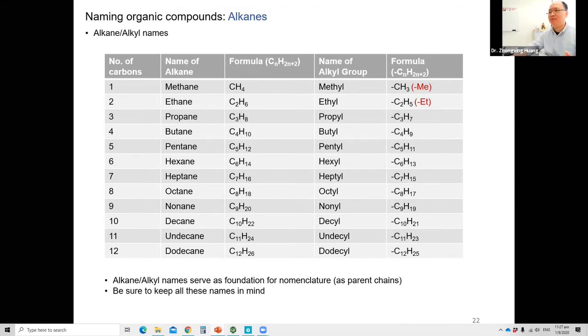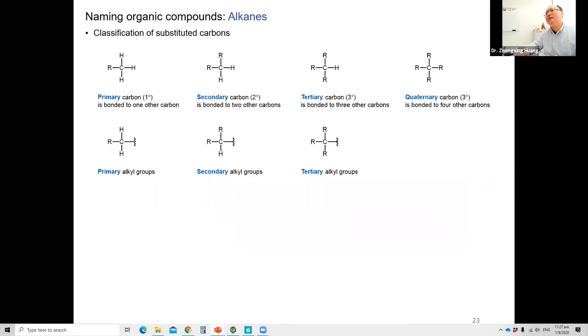Memorize them. And when we speak of alkanes, there are some very important classifications of substituted carbons. If we say this carbon is a primary carbon, what we mean is that this carbon is bonded to one other carbon, which is R. R also stands for substitution; it can be any group, but in this case it's another carbon. So secondary is 2 other carbons, tertiary 3 other carbons, quaternary 4 other carbons.